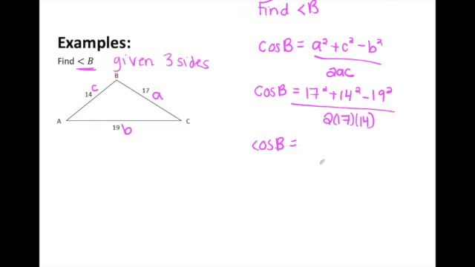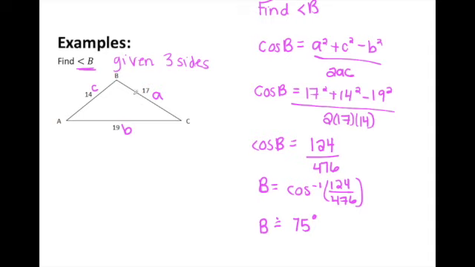You're going to keep that cos of B, and then you can plug this in on your calculator. So 17 squared plus 14 squared minus 19 squared, you should get 124. And then 2 times 17 times 14, you should get 476. With that, remember to get rid of the cosine attached to that B. You're going to do the inverse cos of 124 divided by 476, and you should get approximately 75 degrees. So you've solved that angle B is 75 degrees there.